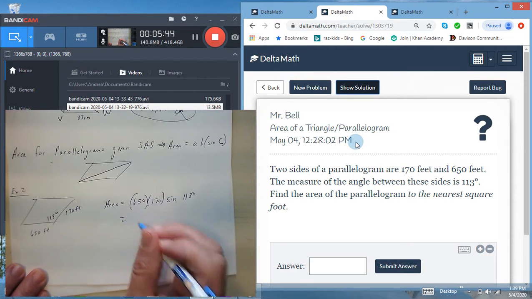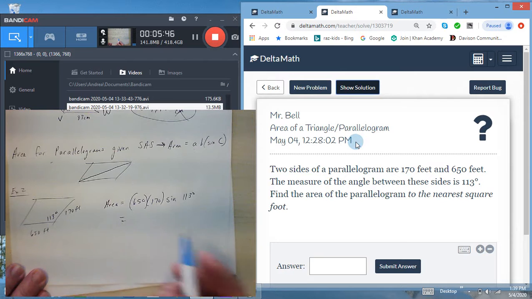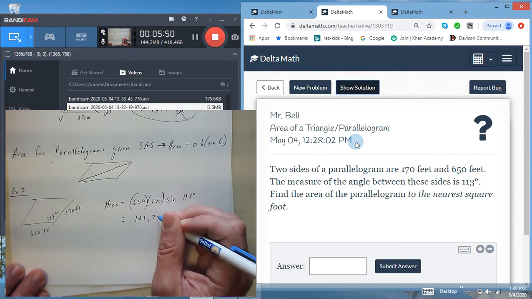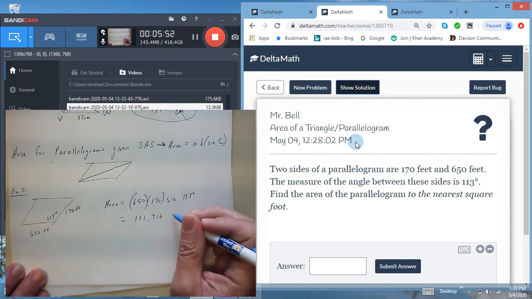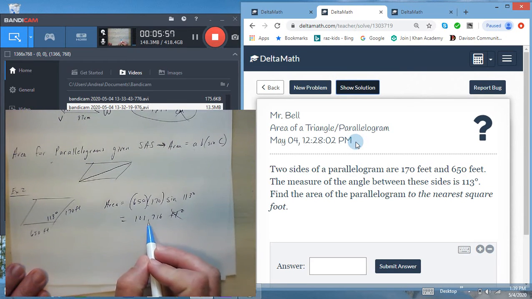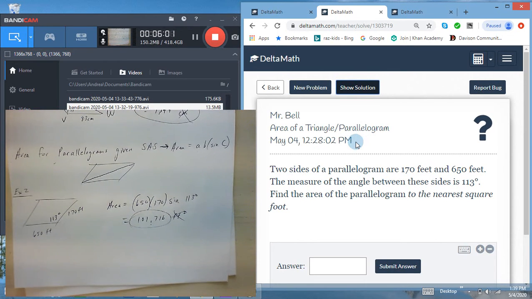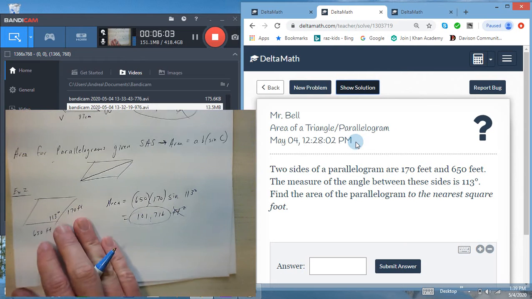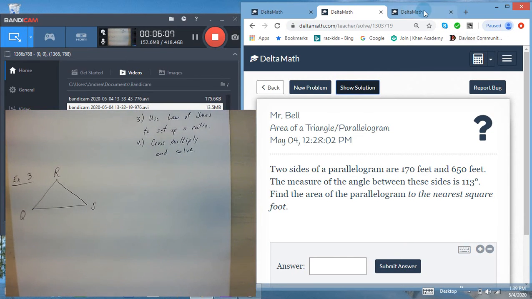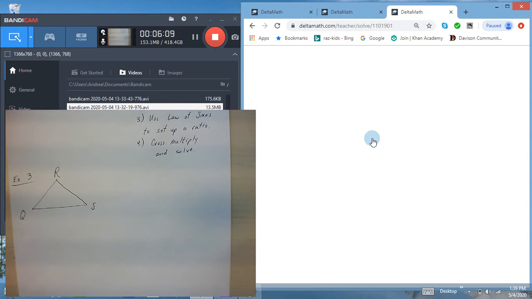Okay, we go with the calculator, plug it in just like I modeled already for you, and the answer is 101,716 feet squared. Okay, once again, when you punch it in, you won't need this. You're just going to need this number. It's the nearest square foot. All right. Okay, so there's the area formulas. Let's move on to law of sines. Let me bring up the problem I have ready to go.